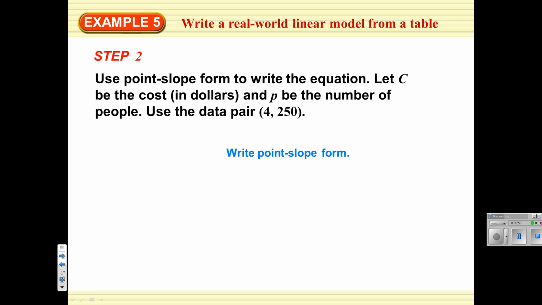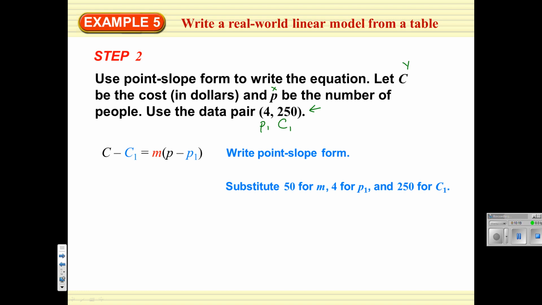And so they use the point slope form. And this time, instead of y minus y sub 1, they used cost minus cost sub 1, which would be here. Cost, there's my cost sub 1, and there's my people sub 1. So we just substitute in. My C minus 250 equals my $50 per person times the P minus 4. So there's my equation. Solving for C, I end up with my cost being $50 per person plus $50 just upfront fee.